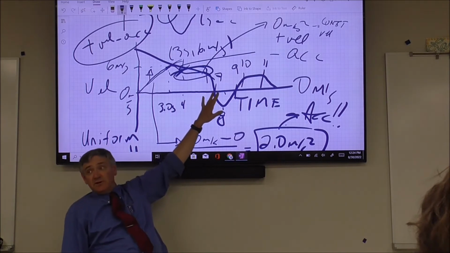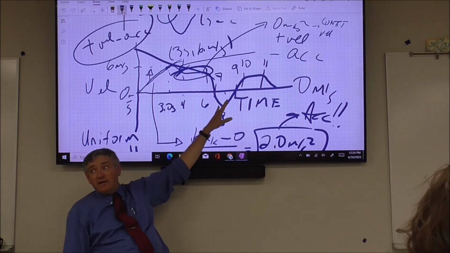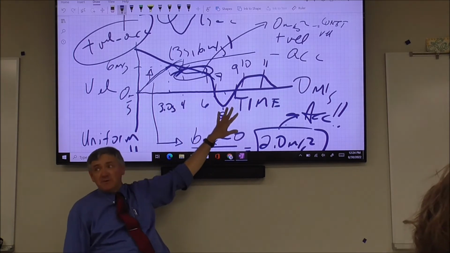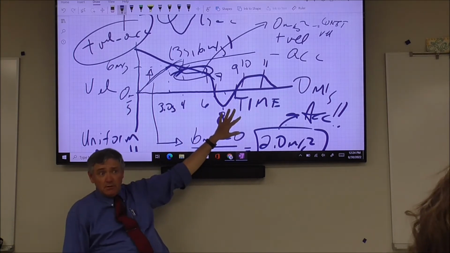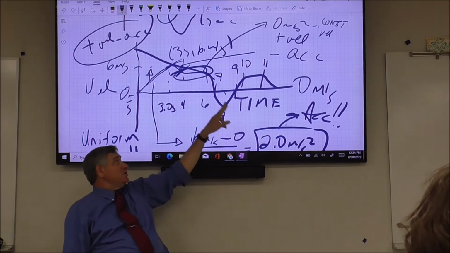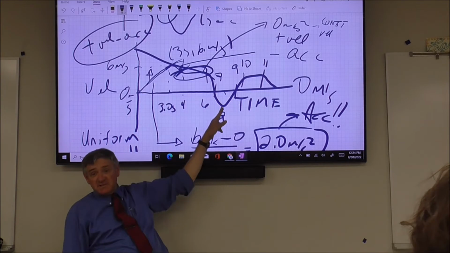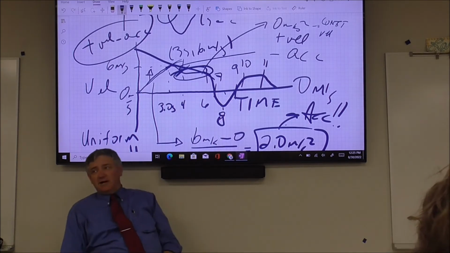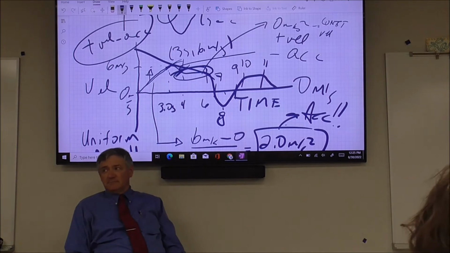Once you hit 0 meters per second, you can't go any slower. I've seen freshmen try. Freshmen can't even go slower than 0. You hit 0, boom, that's it. So if you're going away from 0 meters per second on either side, guess what? You have to be speeding up. Okay? Got it? Good? Great.